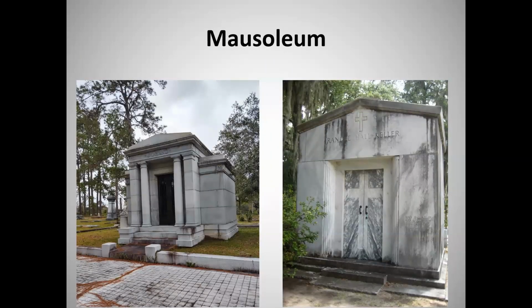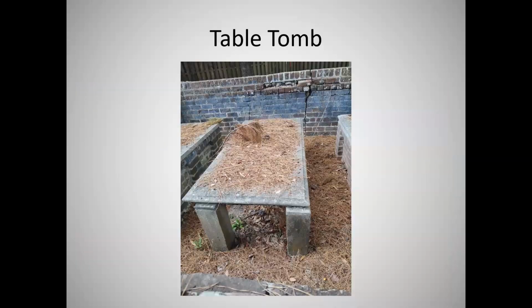In both of these examples, there is a door or doors in the center, and the deceased are stacked on the wall in burial chambers on each side. This is a table tomb. These were actually quite common in the 18th century when families would take picnics in the cemeteries. They would actually use the top of the grave as a table for that.